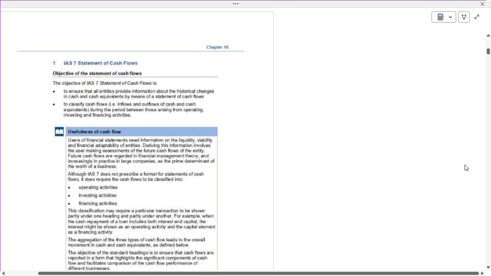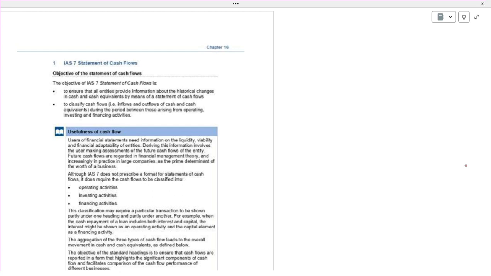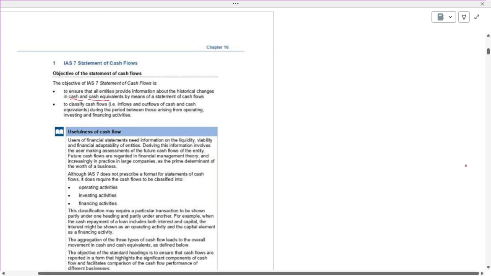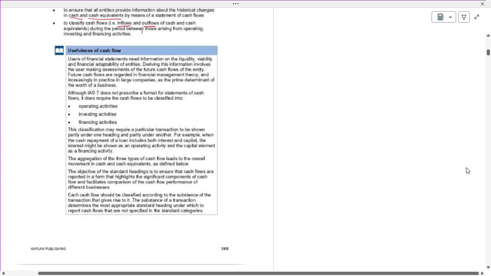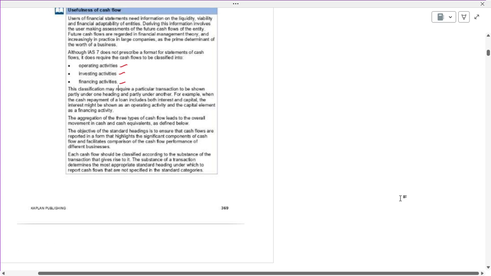What is the objective of the statement of cash flow? They are talking about the changes in cash balances. We will have inflows and outflows during the period. They are talking about usefulness in terms of operating, investing, and financing. Now I gave you a complete summary of that. Please read it. Don't skip it.